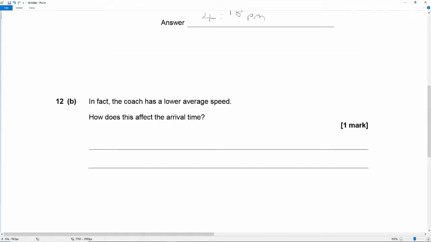Okay, part B says, in fact, the coach has a lower average speed. How does this affect the arrival time? Well, that means the journey time will take longer, so the arrival time will be later. So I'm just going to put it will be later.